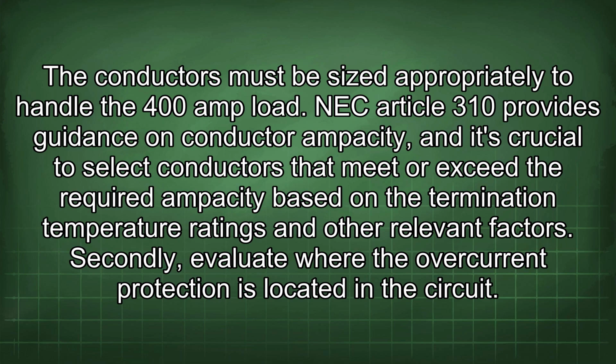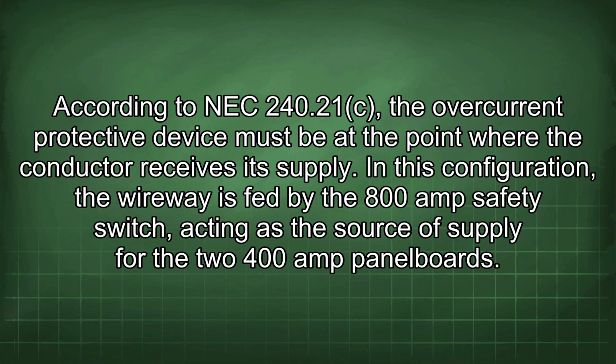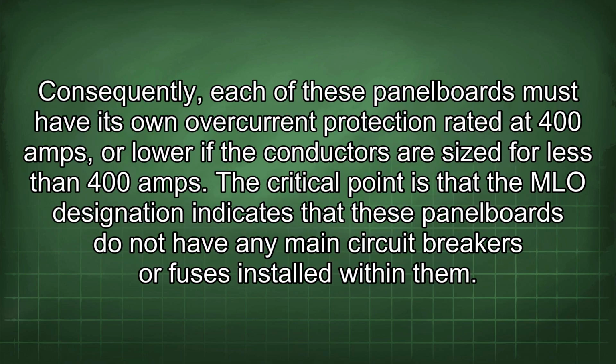Secondly, evaluate where the overcurrent protection is located in the circuit. According to NEC 240.21, the overcurrent protective device must be at the point where the conductor receives its supply. In this configuration, the wireway is fed by the 800 amp safety switch, acting as the source of supply for the two 400 amp panelboards. Consequently, each of these panelboards must have its own overcurrent protection rated at 400 amps or lower if the conductors are sized for less than 400 amps.